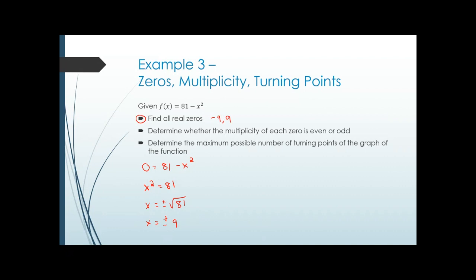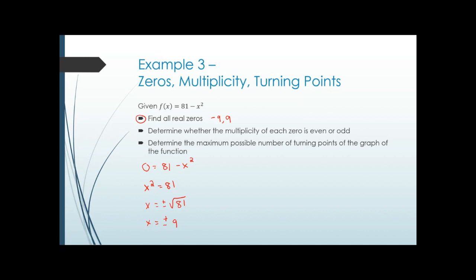Our highest exponent is 2, and our rule said we couldn't have more than that number of zeros. We have at most 2 zeros, and we have exactly 2 zeros. I wouldn't get 3 out of here. It's possible I would get 1, if they're the same number, but I'm not going to have more than 2. So I got 2 zeros out of here.